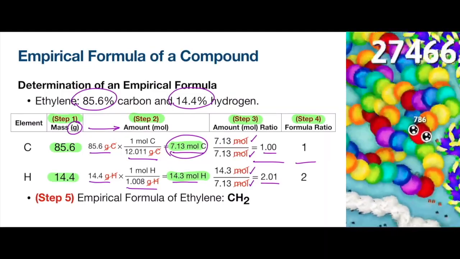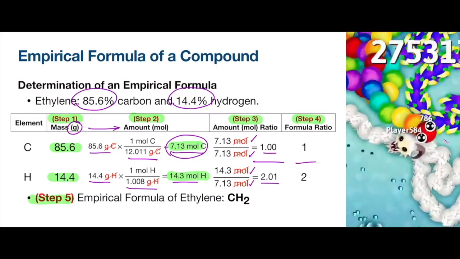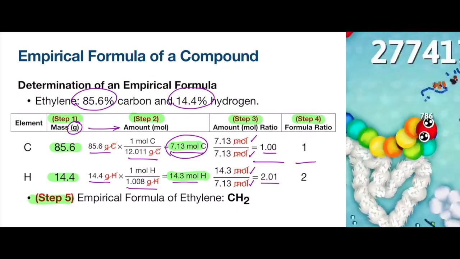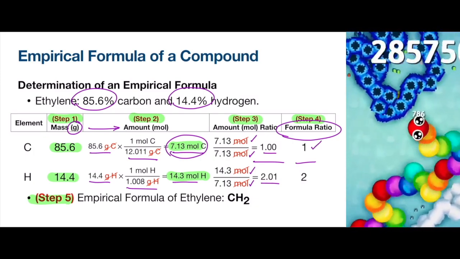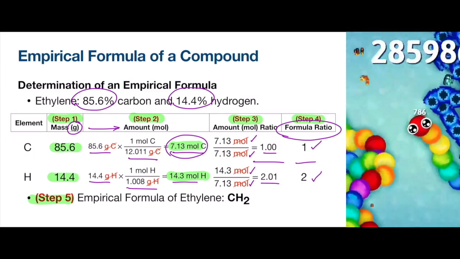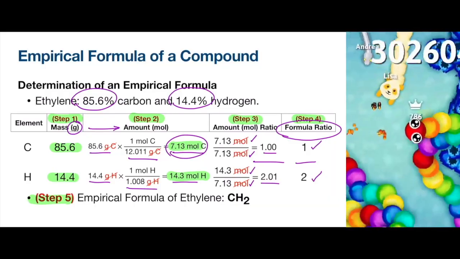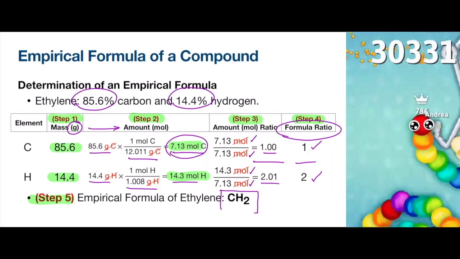And the last step, step number 5, is to write the empirical formula. The formula ratio tells us that there is 1 carbon atom for every 2 hydrogen atoms. So the empirical formula of ethylene is CH2.